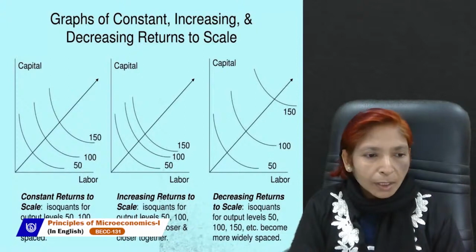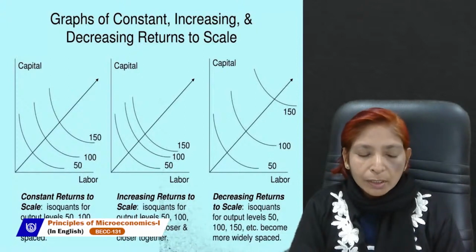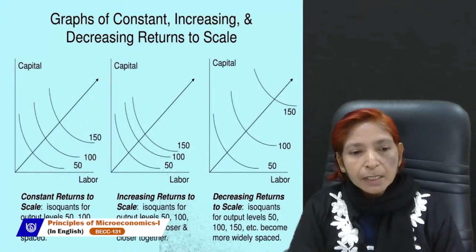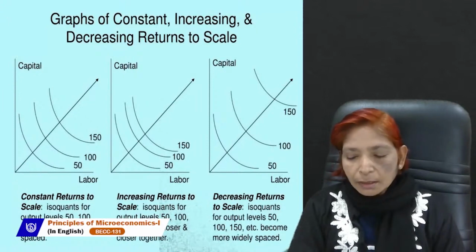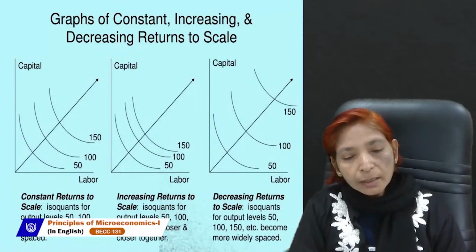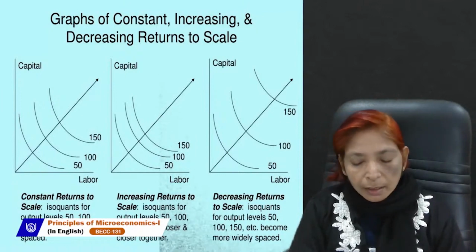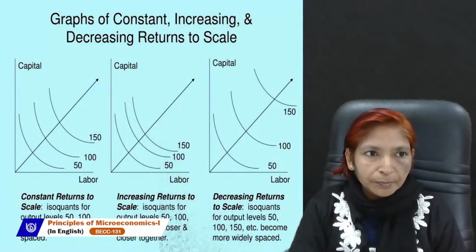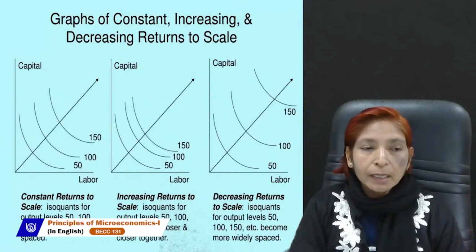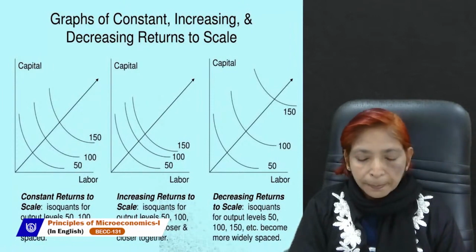If the gap is equal, it will show constant returns to scale. If the gap is diminishing, it will show increasing returns to scale. And when the gap is increasing, then it will show decreasing returns to scale. So returns to scale can be presented by using isoquant curve analysis.